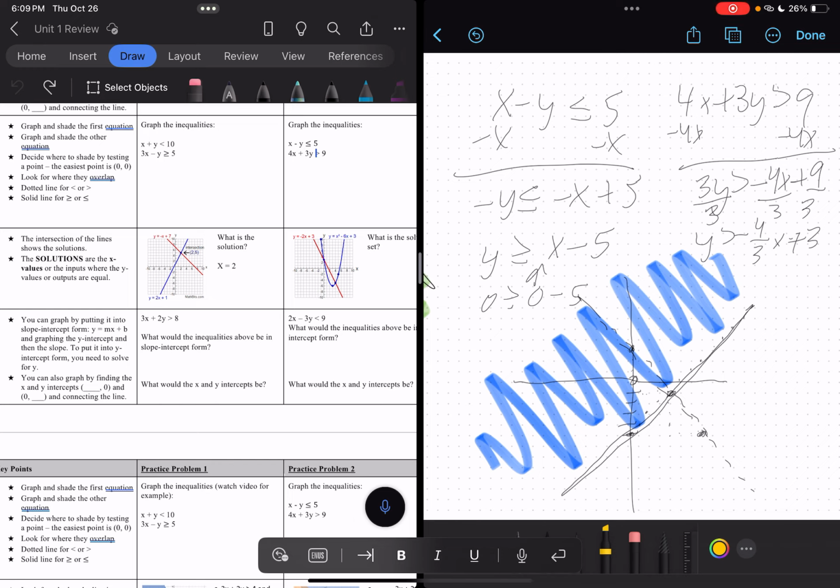If I test 0, 0 for this particular line, if I plug that in, I would have 4 times 0 is 0, plus 3 times 0 is greater than 9. That is not true. So this point does not work, which means that I need to highlight the other side of the line over here. And so now we can see that this area right here is where we have double shading. That's where our solutions are. Again, we have one line that is solid and one line that is dotted. So this right here is not a solution to both inequalities. It's only a solution to one, and therefore is not a solution to the system of inequalities.